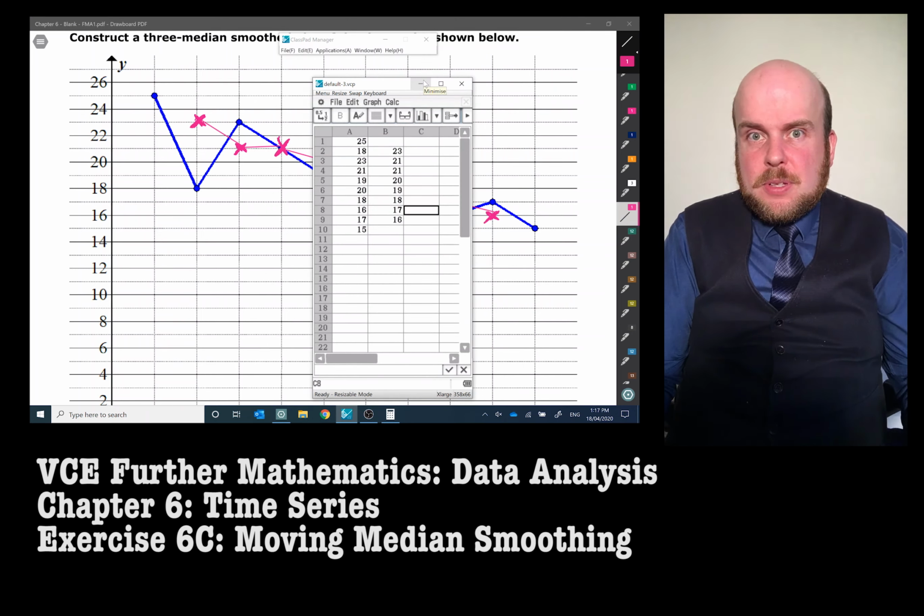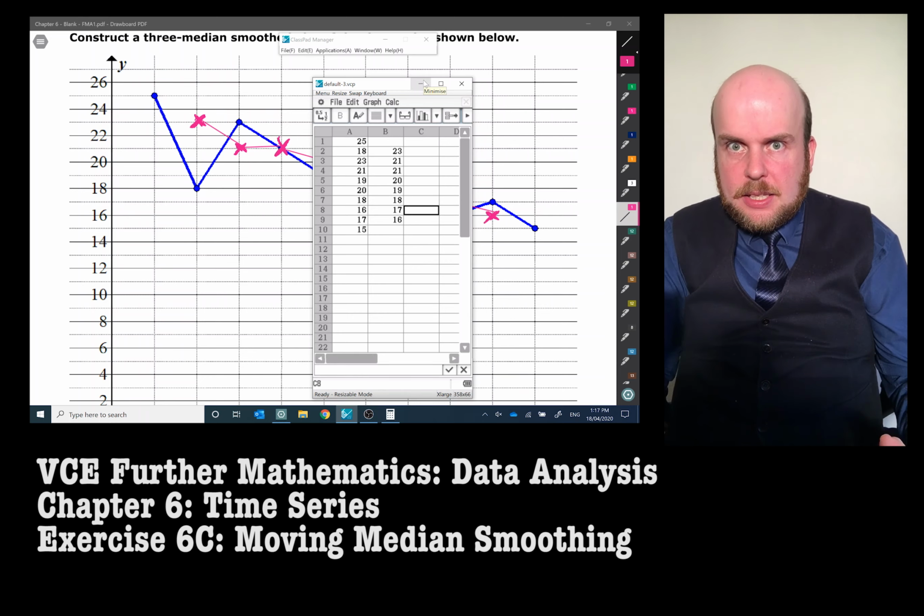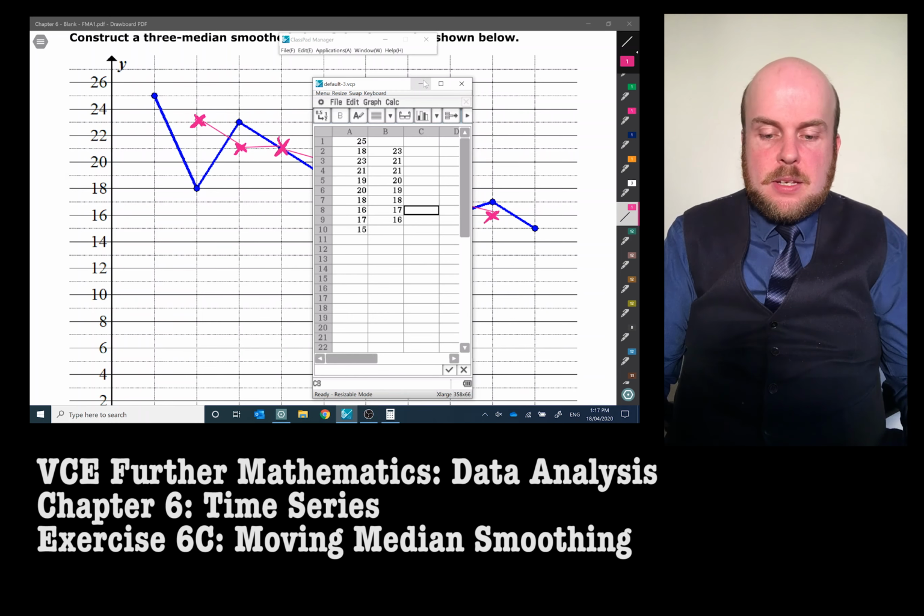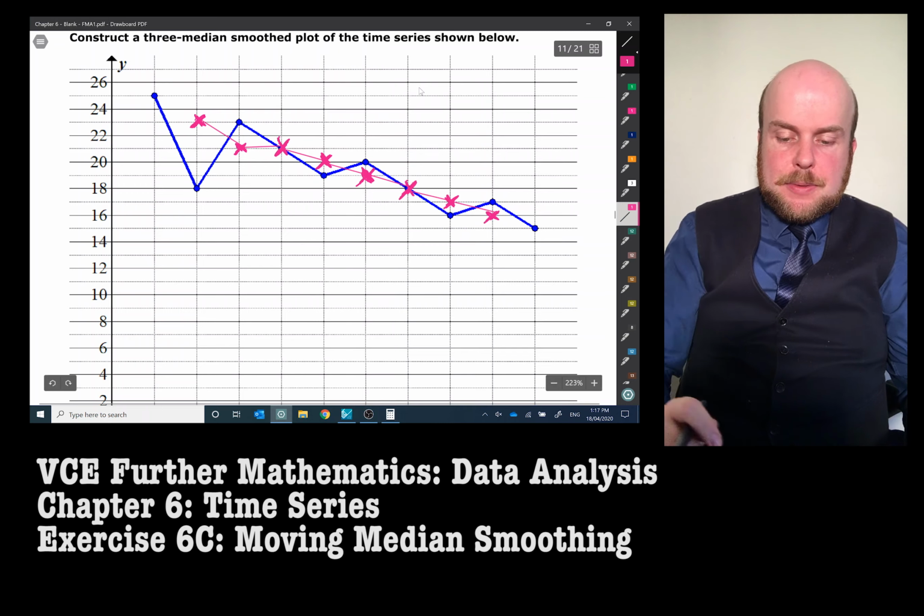But if you're the kind of person who needs numbers and needs it all nicely in a table, then please do this method. Then that would also be fine as well.